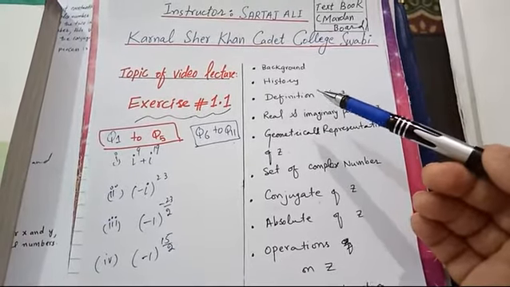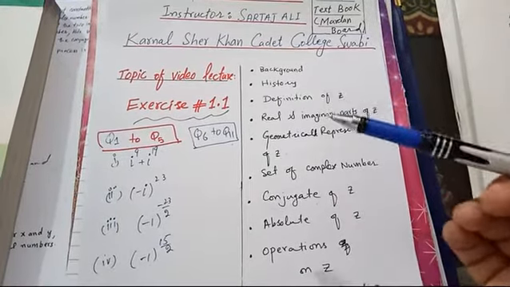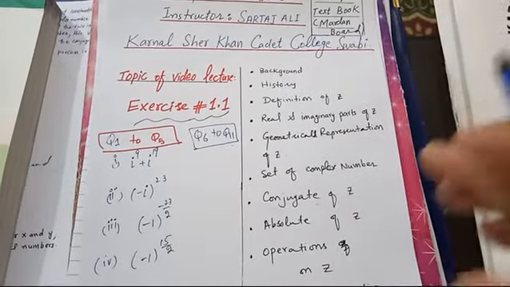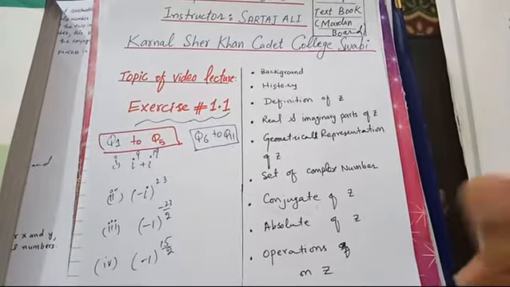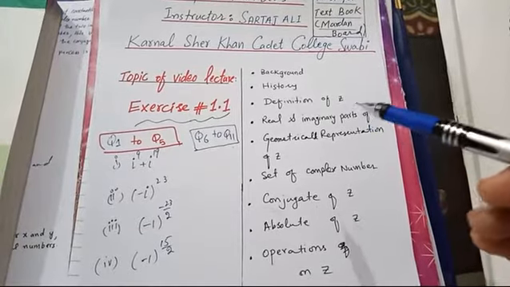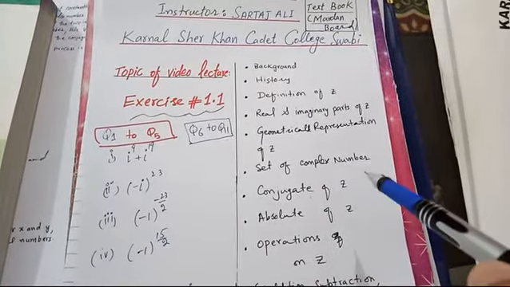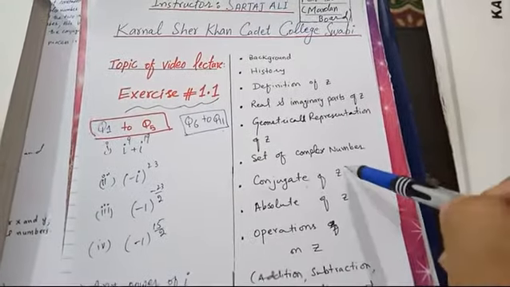Then we discussed a brief history, and in that brief history we discussed why we need the study of the set of complex numbers. Then we properly defined the set of complex numbers. Then we discussed the real and imaginary parts, then the geometrical representation of a complex number, and the notation for a set of complex numbers.